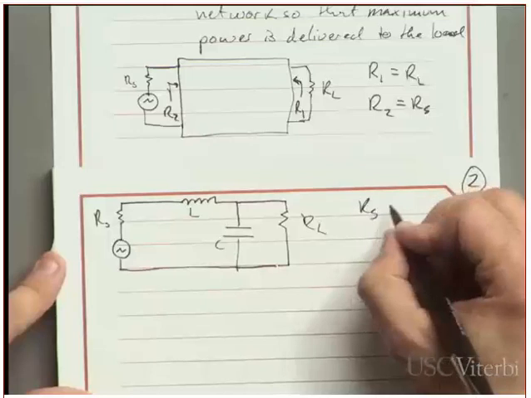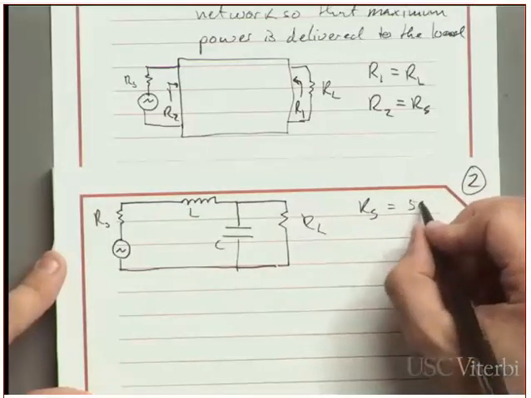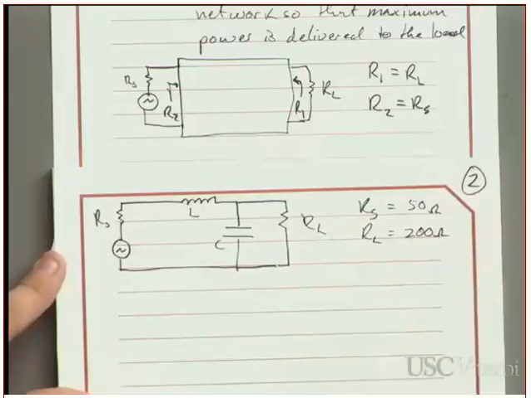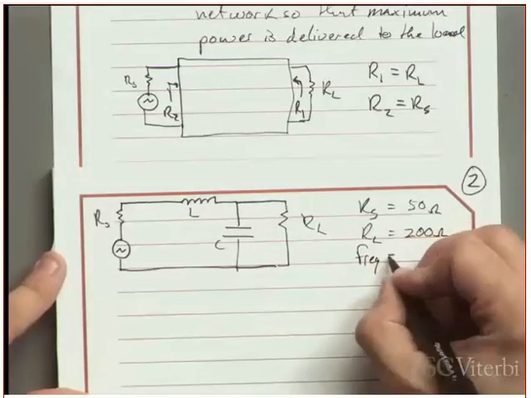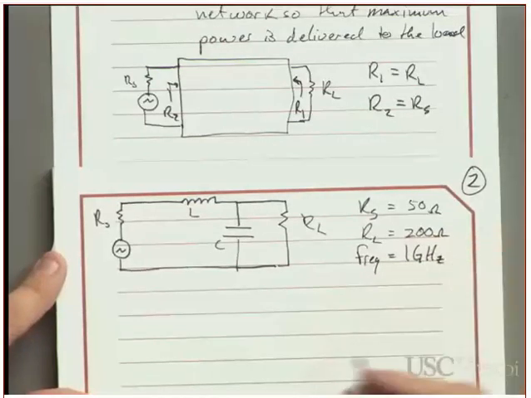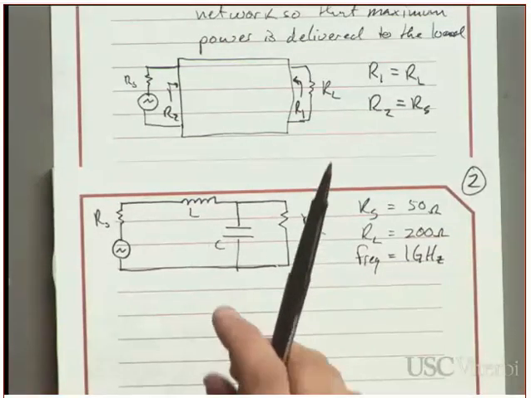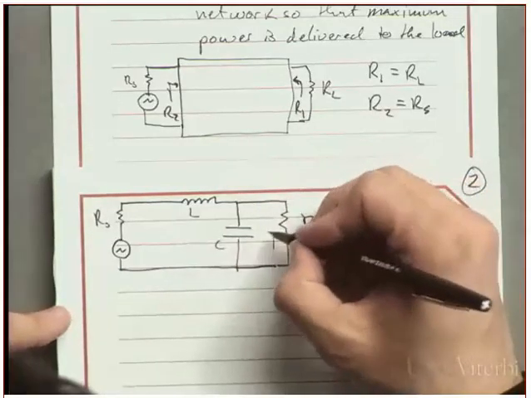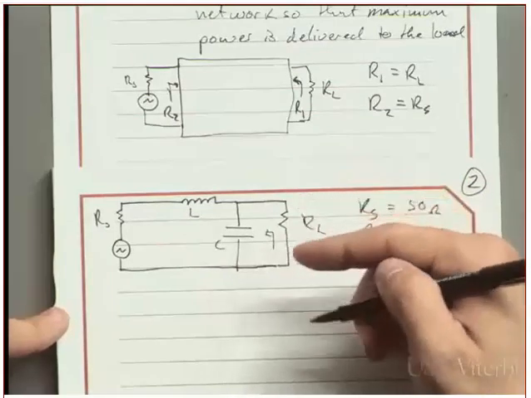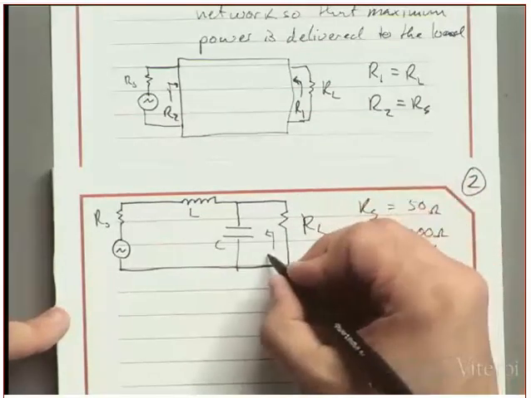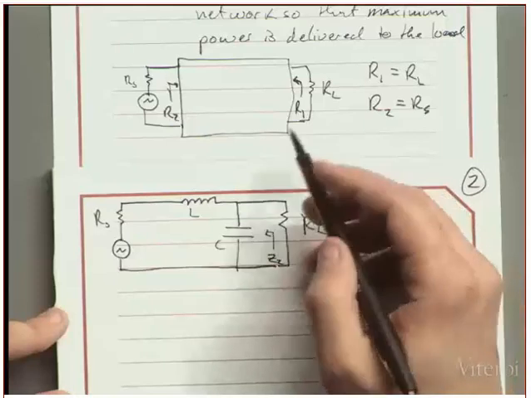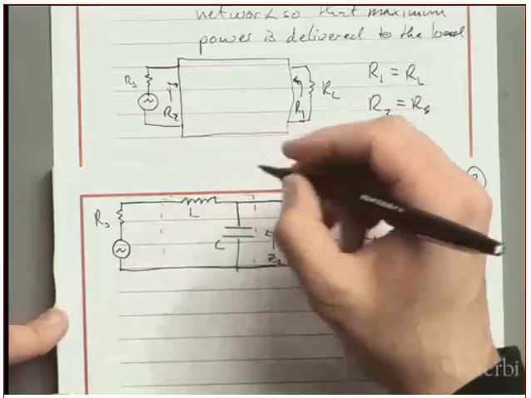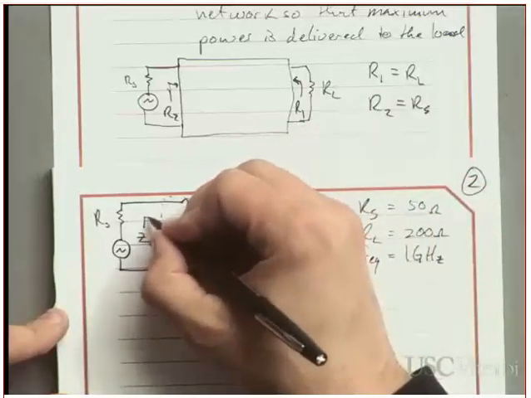So for this case, RS is 50 ohms. My load is 200 ohms. And I would say my operating frequency is 1 gigahertz. And so I need to choose L and C, obviously, to basically match these conditions up here. But if I look at the impedance from the perspective of the load, I'm going to call that Z2. I guess I'm going backwards from this one, but that's okay. You guys are quick. You can roll with that one. And this one I'm going to call Z1.